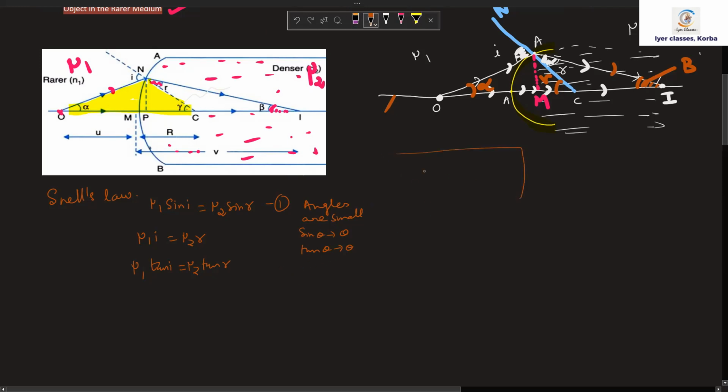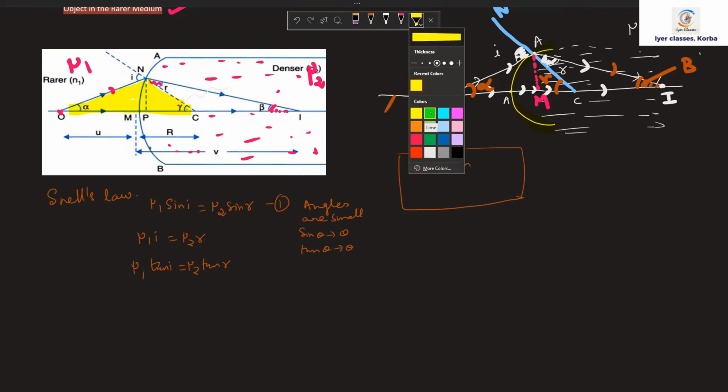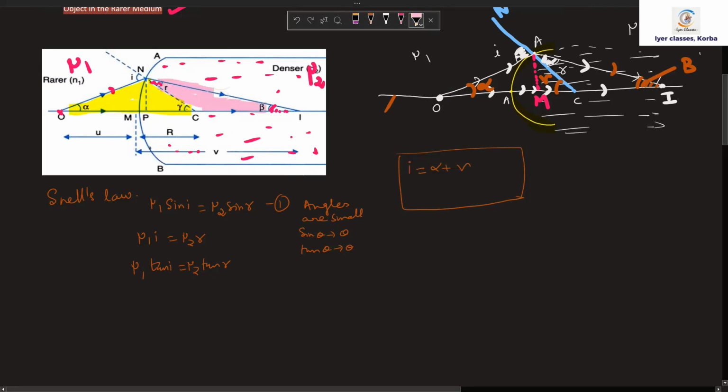Alpha plus gamma. You can apply the exterior angle theorem here. Angle I is equal to alpha plus gamma. Now, if I look at the triangle, which I will put as a light pink triangle, if you can see this. Now look at this particular angle. In this triangle, what do you see? You see that gamma is equal to angle R plus angle beta. Gamma is equal to angle R plus beta. So this means angle R is equal to gamma minus beta.